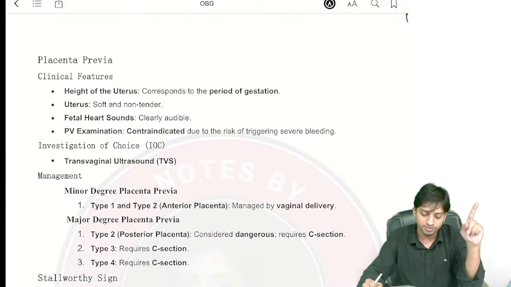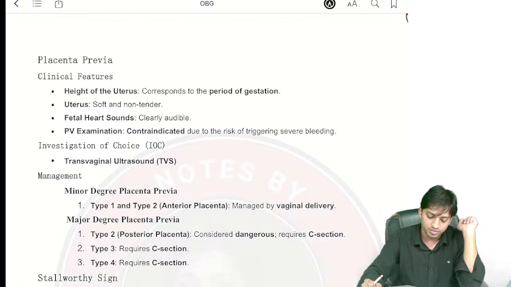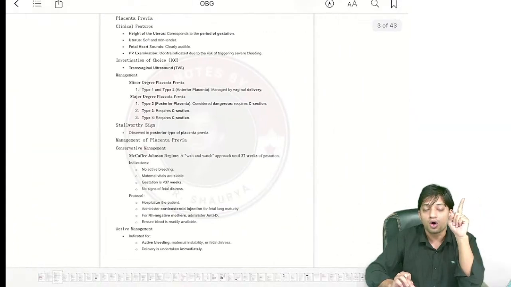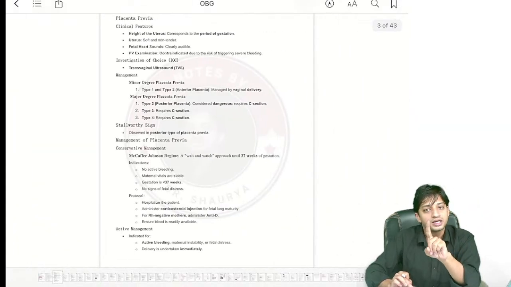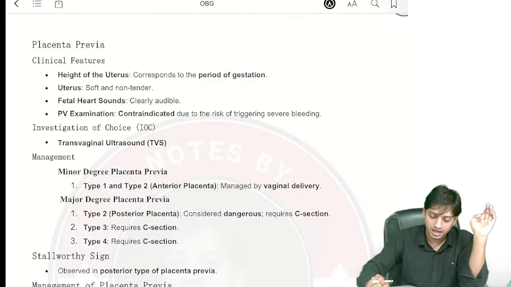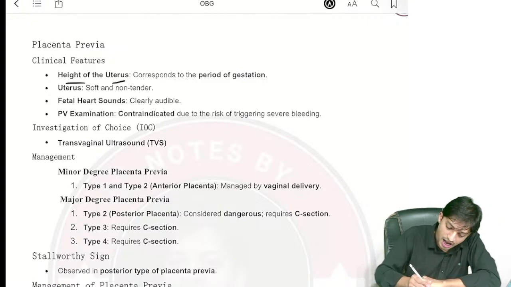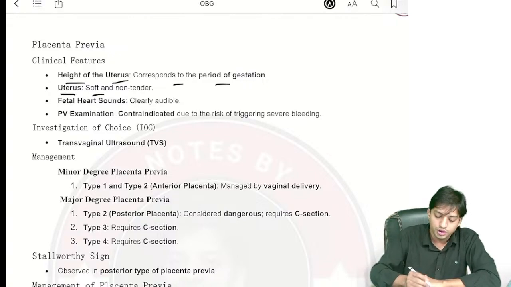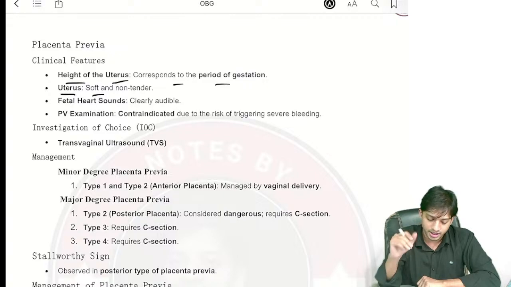I already told you in placenta previa, the bleeding will be recurrent bleeding, causeless bleeding, and bright red in color. So what other clinical features will be there? Just have a look, guys. The other clinical features will be height of uterus corresponds to the period of gestation. Now, uterus is soft and non-tender in nature.